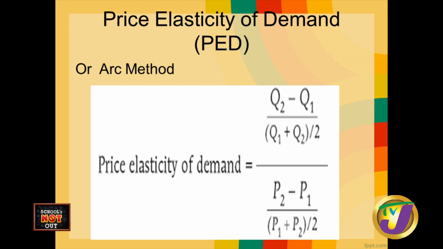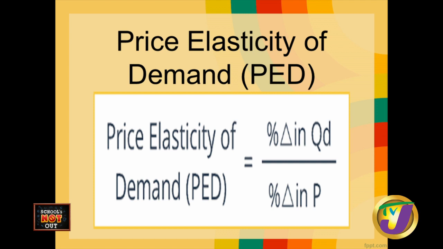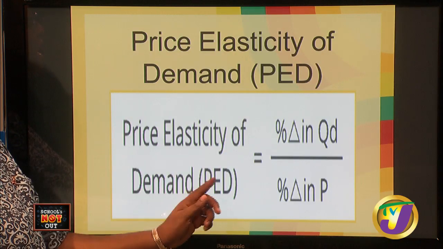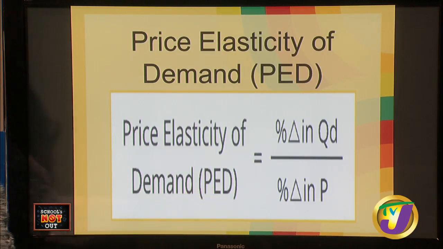There's also another method of calculating price elasticity of demand. For this method, it's the change in quantity divided by the average of the quantity, over, again, the change in price divided by the average of the two prices. This is a more complex method. However, in exams, unless they specifically ask you for this method, the more common method is used to calculate price elasticity of demand, which is the percentage change in quantity demanded divided by the percentage change in price.